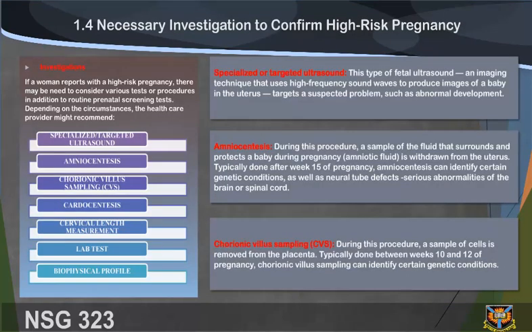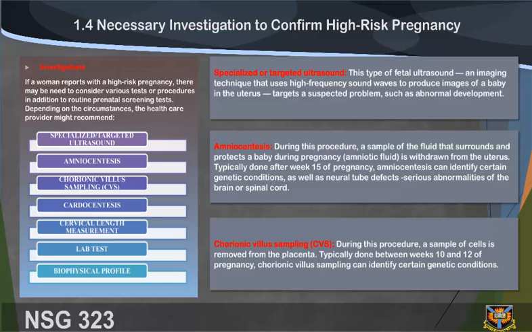1.4. Necessary investigation to confirm high-risk pregnancy. Investigations. If a woman reports with a high-risk pregnancy, there may be need to consider various tests or procedures in addition to routine prenatal screening tests. Depending on the circumstances, the healthcare provider might recommend specialized targeted ultrasound, amniocentesis, chorionic villus sampling (CVS), cordocentesis, cervical length measurement, lab test, biophysical profile.